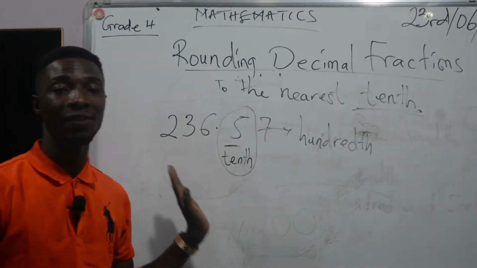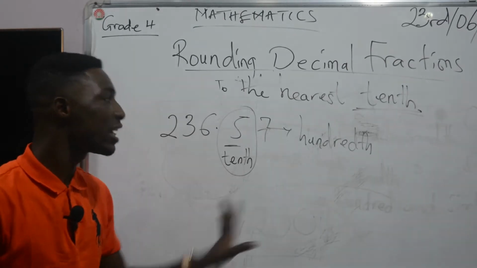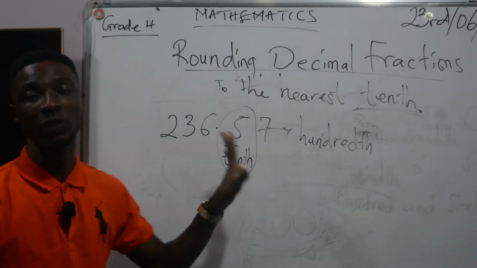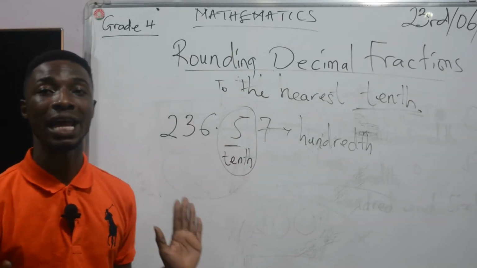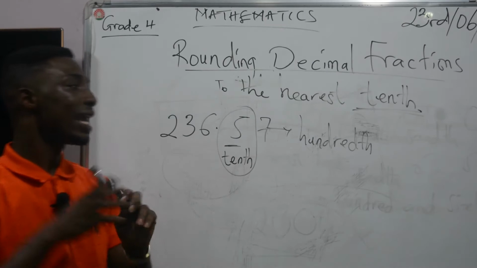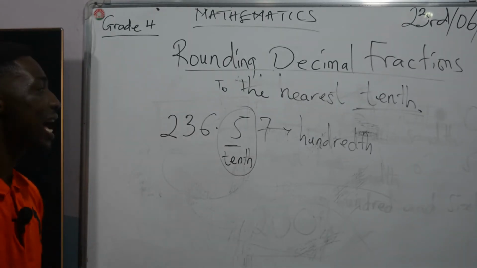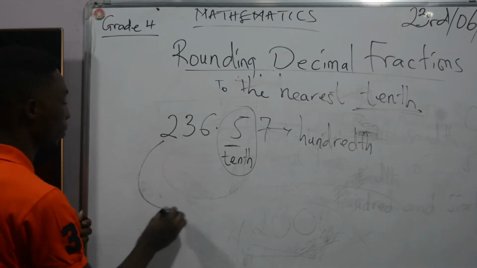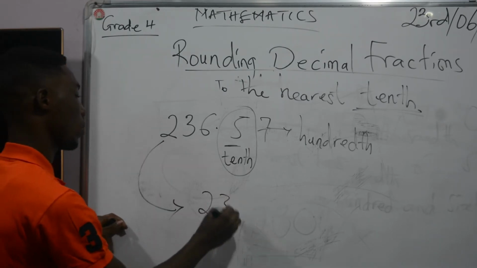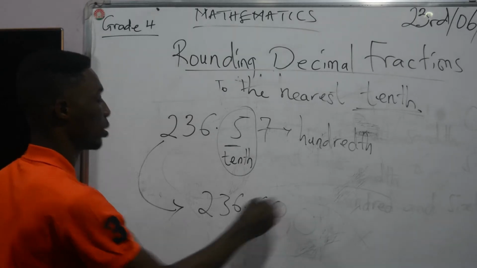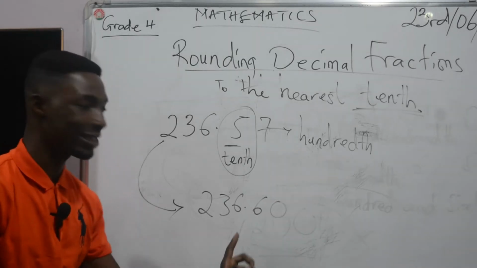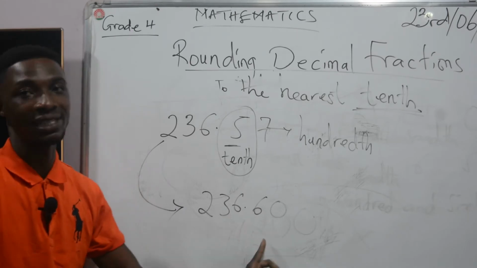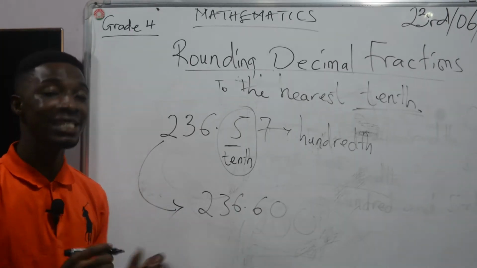Because 7 is more than 4, all that we have to do is to take 1, add it to the 5, and then replace the 7 with 0 because it is more than 4. So the result I'm going to get after rounding this number to the nearest tenth is 236.60. That is how it is done.